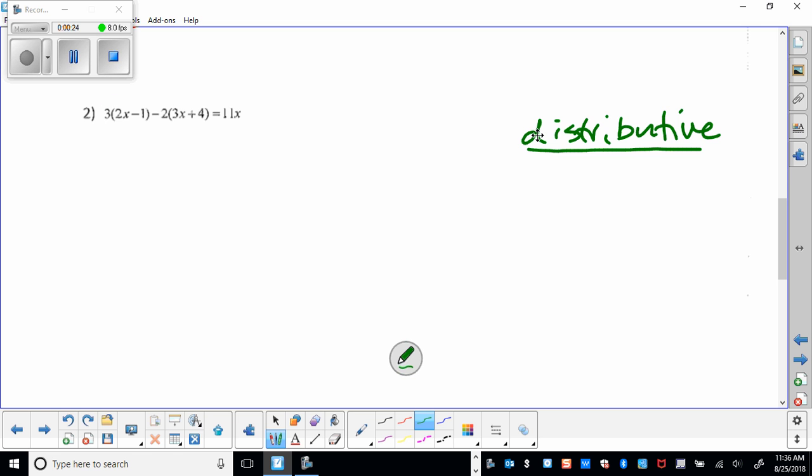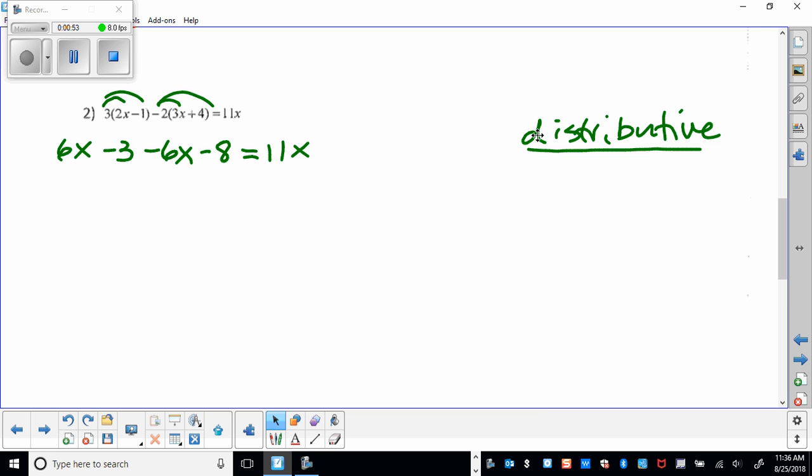So here I'm going to distribute the 3 and the negative 2. So that gives me 6x minus 3. The negative 2 times 3 is negative 6, and negative 2 times positive 4, oops, I forgot my x, 6x. And then negative 2 times positive 4 would be negative 8, and that all equals 11x. Okay, so that was the distributive property to get to the green equation, from the original to the green equation.